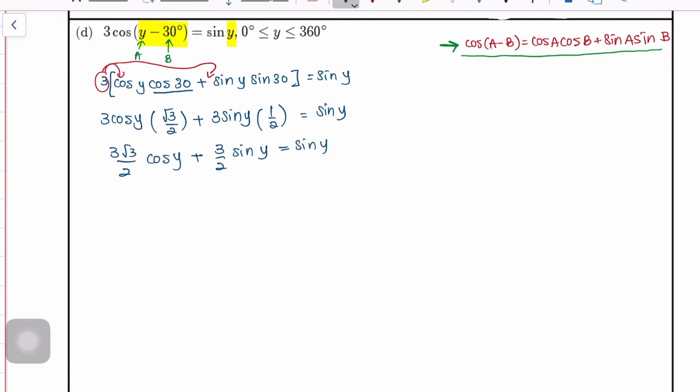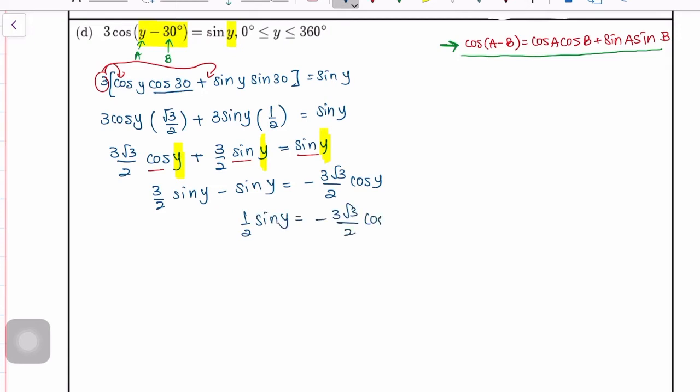Okay, sekarang ni masih lagi tak boleh selesaikan walaupun angle kita dah sama, sebab kita ada beberapa trigo. We have cos, we have sin. So, sekarang ni kita akan cuba kumpulkan dia, jadikan dia satu sahaja trigo. So, 3 over 2 sin y minus sin y equals negative 3 root 3 over 2 cos y. Selesaikan, kita akan dapat 1 over 2 sin y equals negative 3 root 3 over 2 cos y.